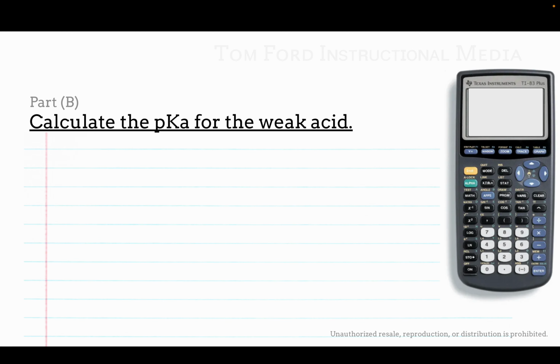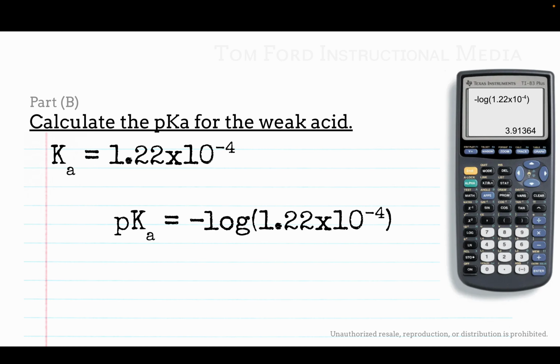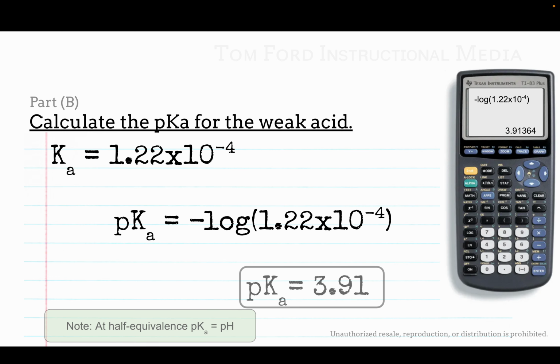Part B asks you to calculate the pKa for the weak acid. To find the pKa, I just need the Ka, the acid dissociation constant. It's either given or calculated earlier. Once I have that, I simply take the negative log of Ka. So it's quick and simple. Now just ask yourself, does the pKa make sense for a weak acid? It should fall somewhere between 3 and 7.